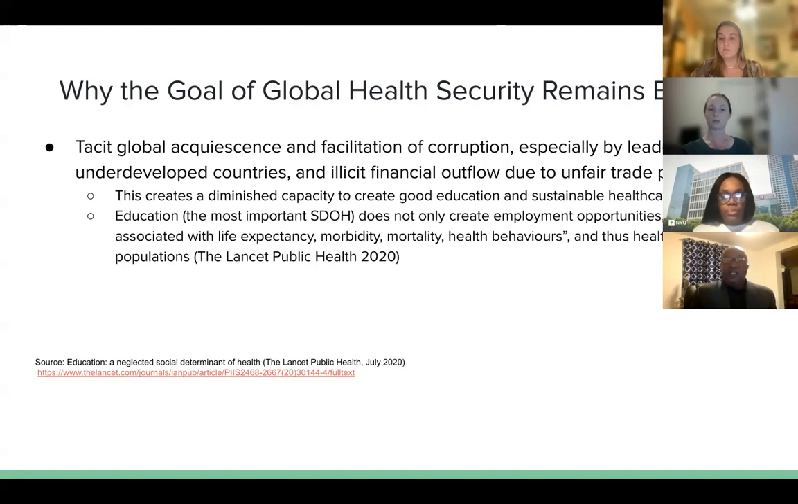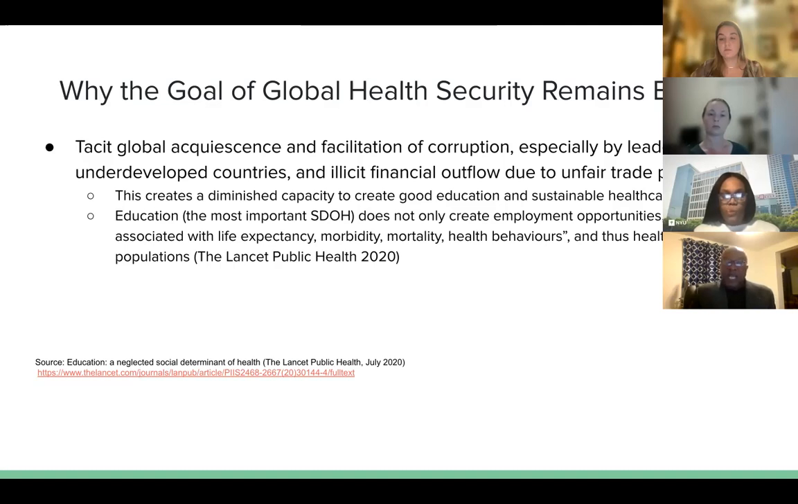As we know, education is the most important social determinant of health, and it does not only create employment opportunities. Education is associated with life expectancy, with morbidity, with mortality and other health behaviors, and therefore health outcomes. So without these countries having the capacity to create a quality education system, they are not in any position to develop and maintain the type of infrastructure we're talking about when it comes to health security, global health security.